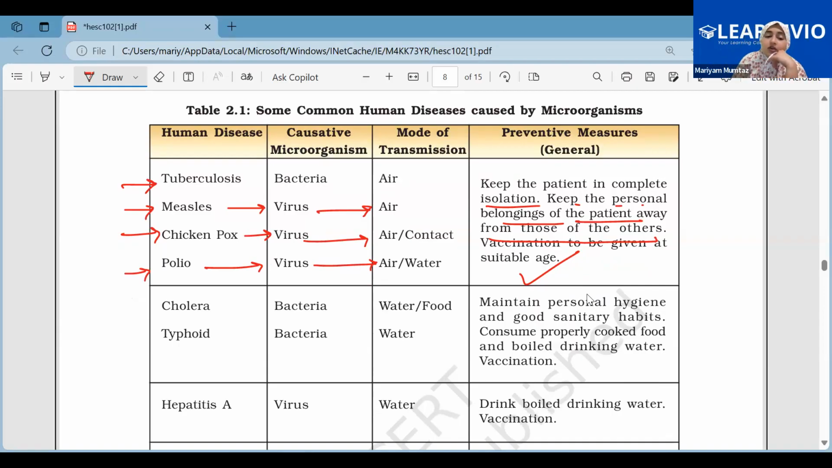Okay. Then comes cholera and typhoid. Both of them are bacterial diseases, and both of these diseases are caused either by eating or drinking contaminated food or water. Now, what are the preventive measures? How can we protect ourselves? So, maintain personal hygiene and good sanitary habits, consume properly cooked food and boil drinking water, and then lastly, vaccination. All of these are the preventive measures.